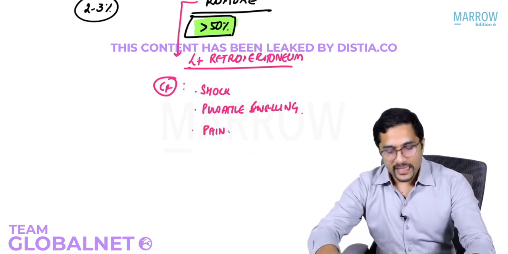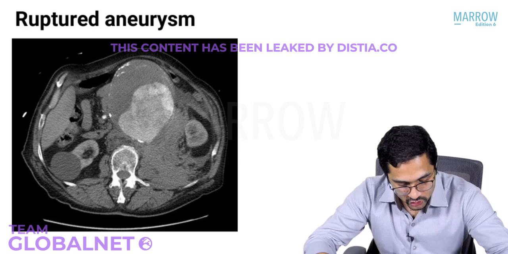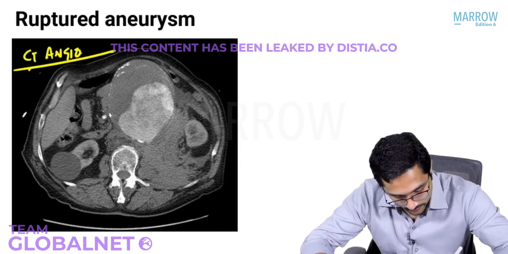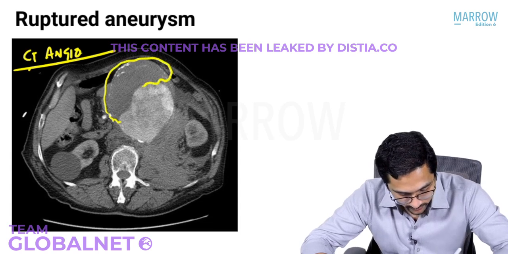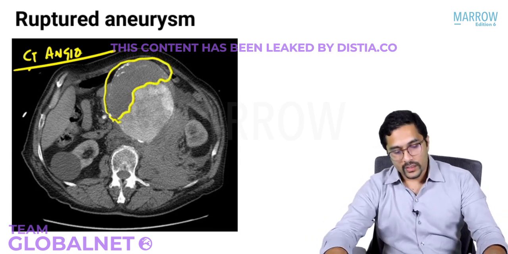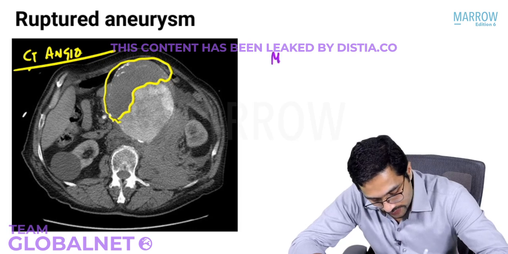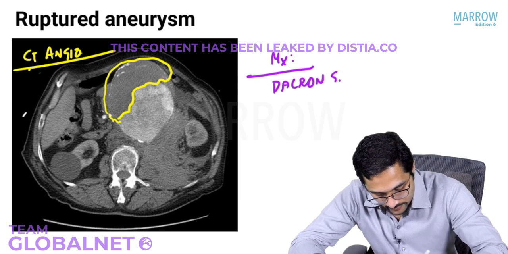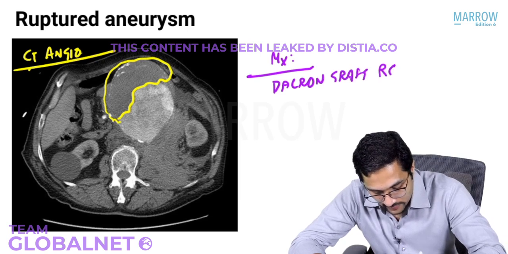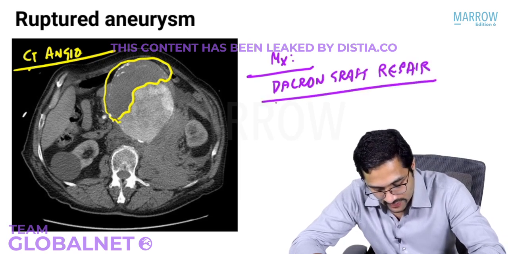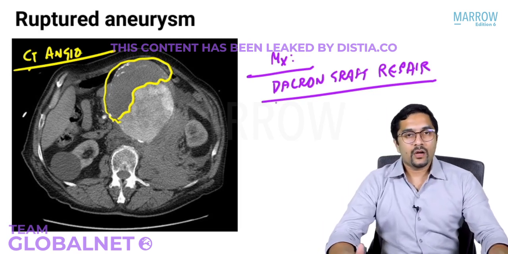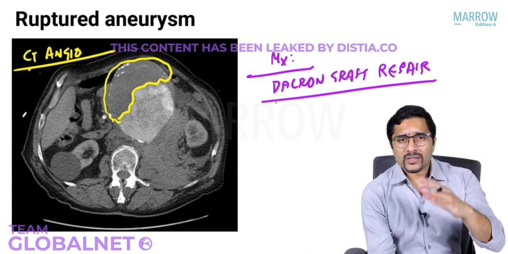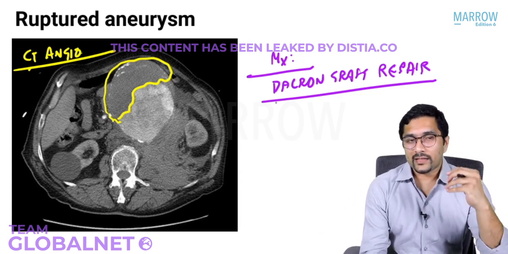If the patient has stable vitals, we can do a CT angio. You can see this is a CT angio, which is showing us the rupture which has occurred in the left retroperitoneum. And the management of these patients is, again, we have to carry out a Dacron graft repair, and when we are operating on such patients, I told you there is more than 50% mortality rate in such cases. So this was regarding abdominal aortic aneurysms.